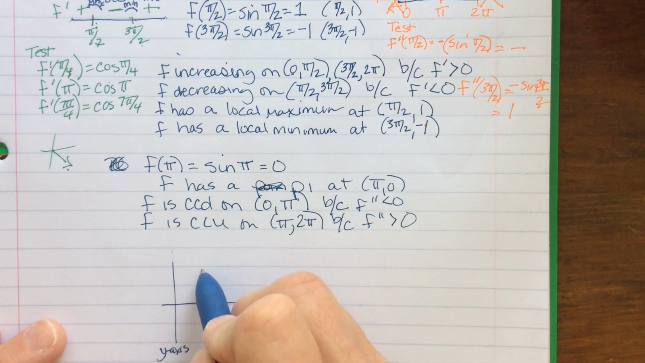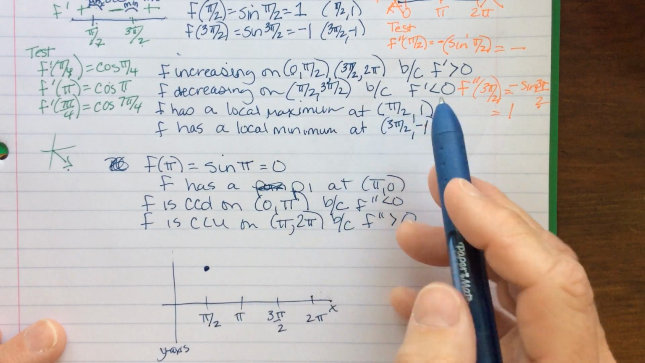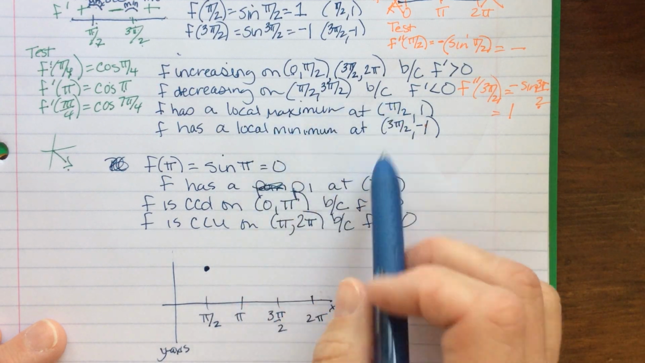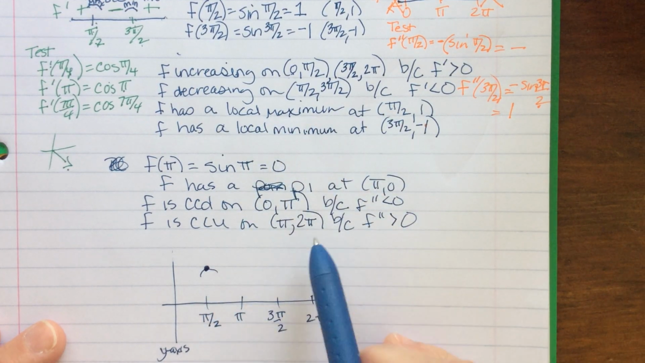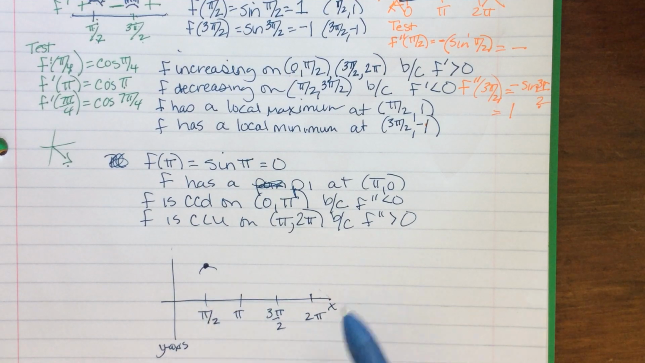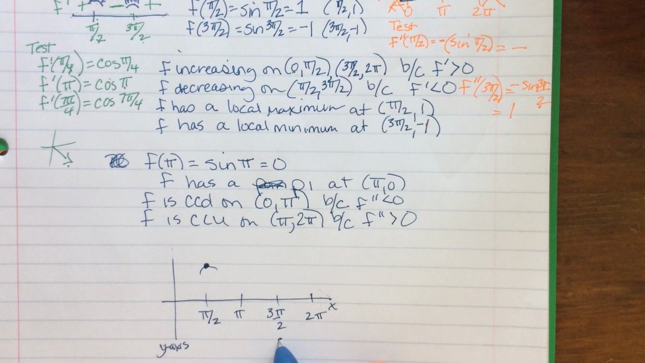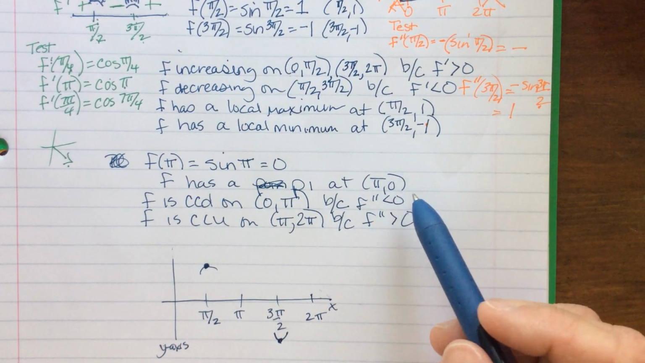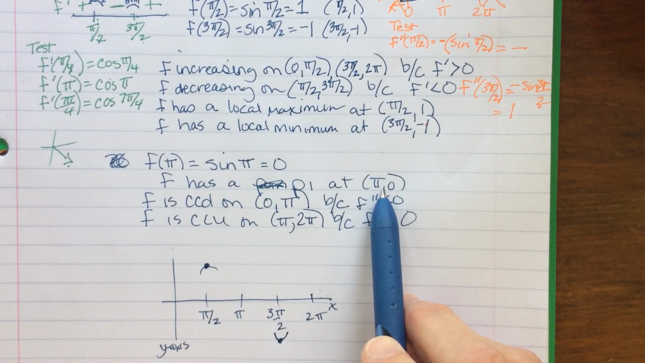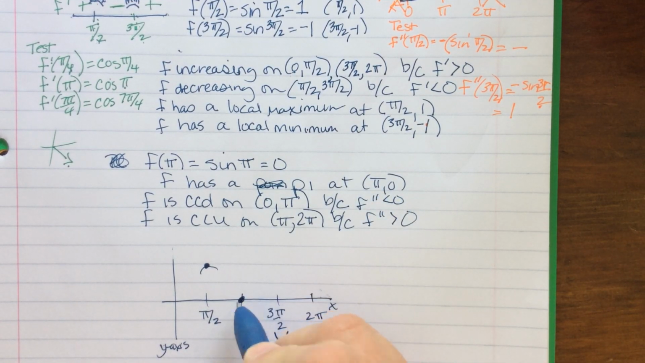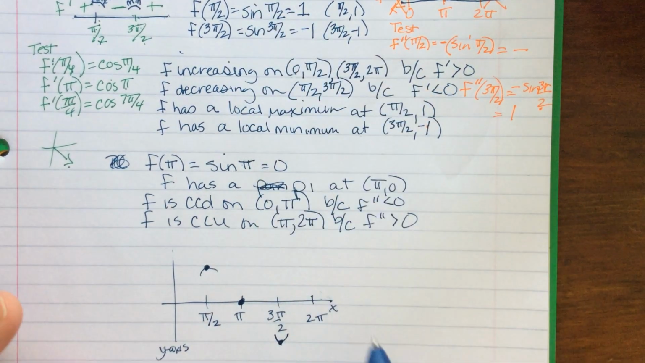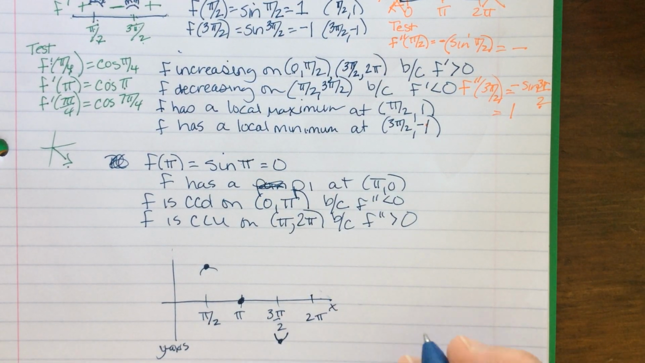So at pi over 2, I have a point at 1, which means this local maximum is going to change directions from increasing to decreasing. I have a local minimum at 3 pi over 2, negative 1. And because it's a local minimum, the graph will change from decreasing to increasing. I have a point of inflection at pi, 0. So right here is the point where the graph of sine of x is going to change concavity.